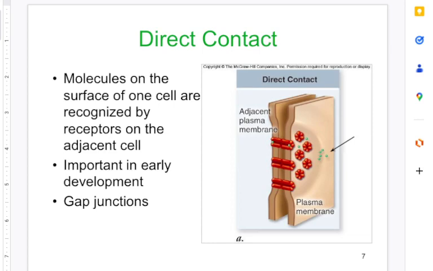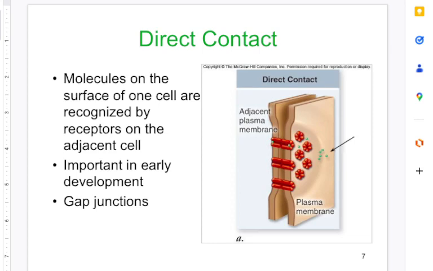Okay, so this is going to take a deeper dive into each of those that we just spoke about. So molecules, for direct contact, molecules on the surface of one cell are recognized by receptors on the adjacent cell. You can almost think of this as having a transporter. So while they aren't really sharing a receptor and ligand, they are in such direct contact that it looks like the ligand can be transported from one cell into another.